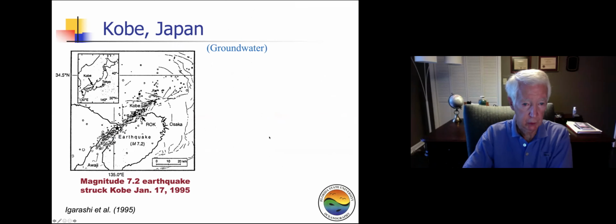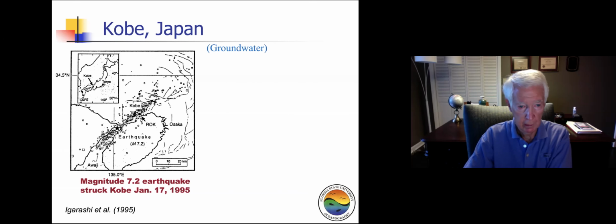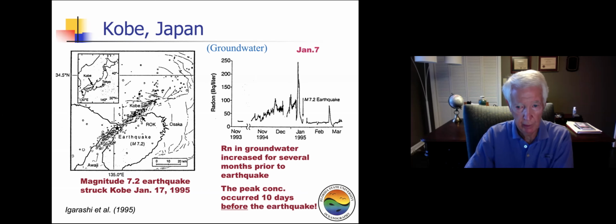One that's extremely impressive is from the 1995 earthquake in Kobe, Japan. The epicenter is right here along a fault zone. There's an institute here that was measuring radon over a period of many months. And this is what the radon record looks like.